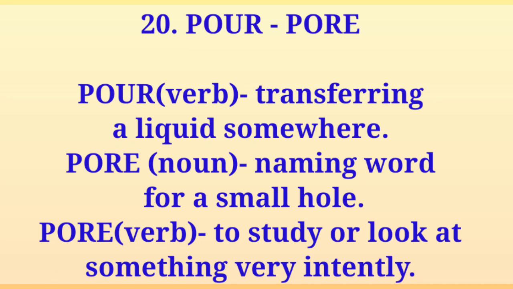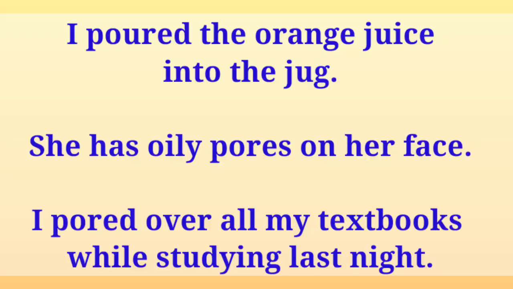Our next set of words are pour and pore. The pronunciations here again just the same. So pour, P-O-U-R, means transferring a liquid somewhere, like from jug into a glass. Now pore, it has different meanings when it is used as noun and used as verb. So when P-O-R-E is used as noun, it means naming word for a small hole. But when it is used as verb, it means to study or to look at something very intently or very deeply. Now look at the sentences.